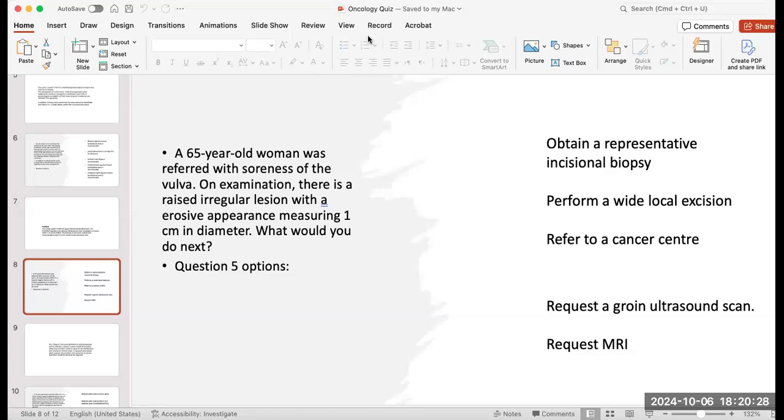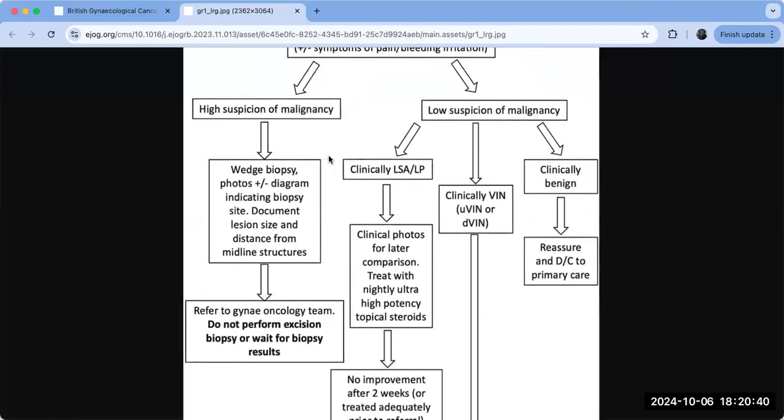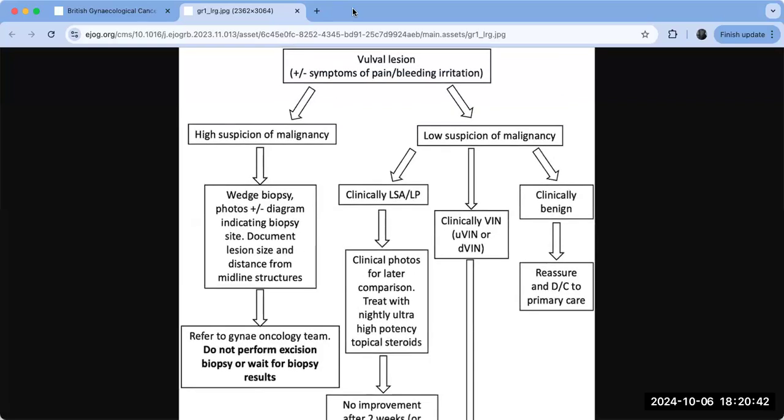we need to revise the basics. We need to clear concepts before we try to solve the questions, especially in a tricky situation or tricky subject, right? So this algorithm, can you see it? Okay, this is from your guideline. This is from the vulval cancer guideline. This is the first algorithm in this guideline. Vulval lesion, plus or minus symptoms of pain, bleeding, or irritation.